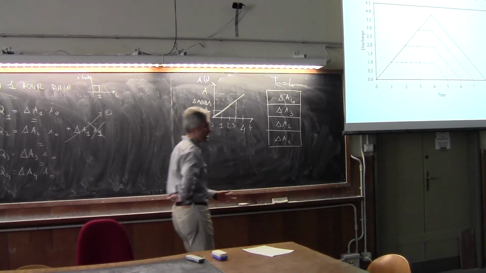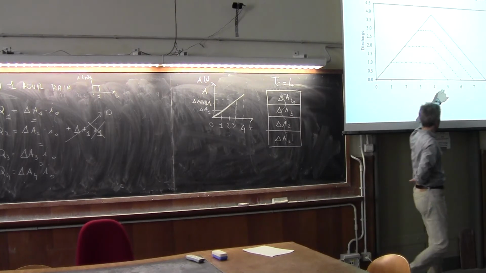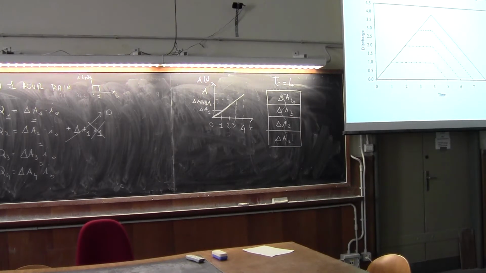And then after 5 hours you have river flow is 0, because after 5 hours you had rain for 1 hour plus the concentration time of the catchment is 4 hours. After 5 hours, everything is passed. The effect of rainfall is passed, and therefore you get to 0.